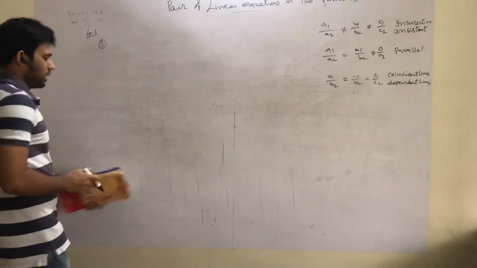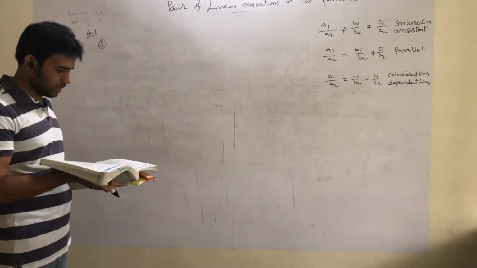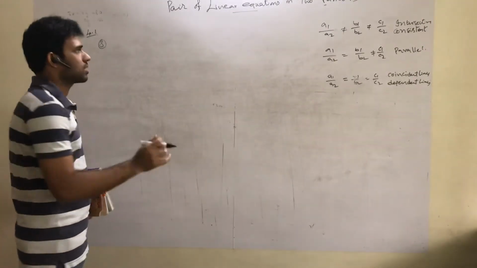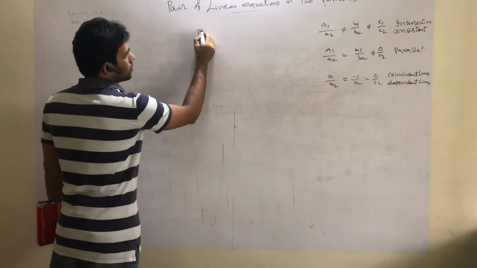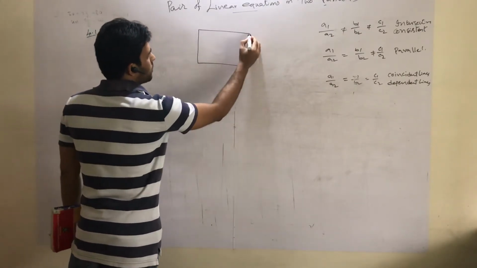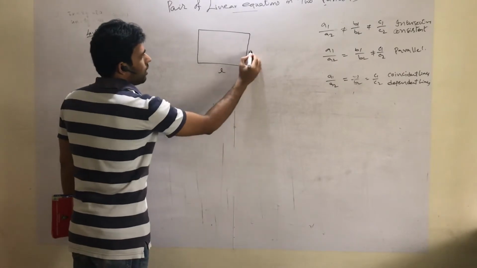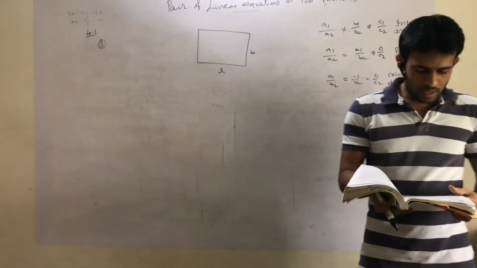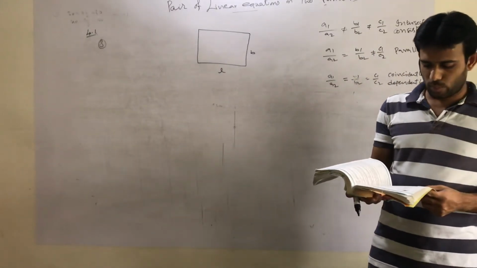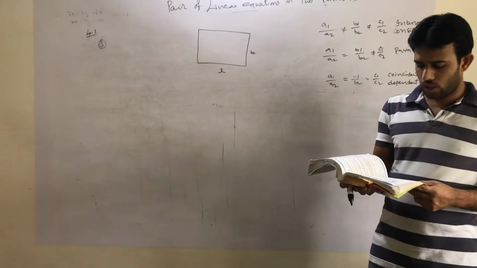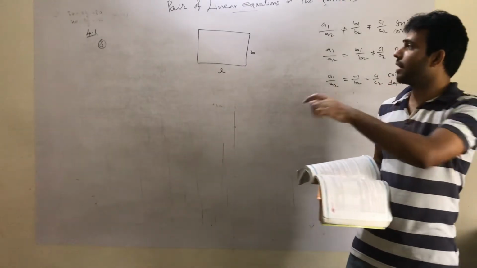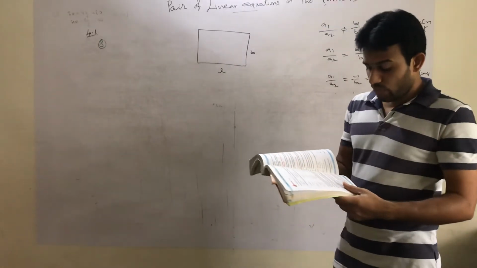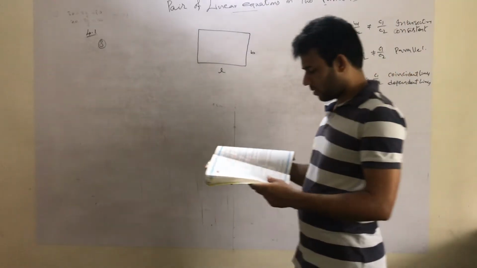Now let's look at problem number 8. So the problem number 8 is, listen carefully, the area of a rectangle, okay, again an object is given, which is a rectangle, so let's quickly draw a rectangle, so that we understand it better, okay. So L and B, length and width. The area of a rectangle gets reduced by 80 square units if its length is reduced by 5 units.